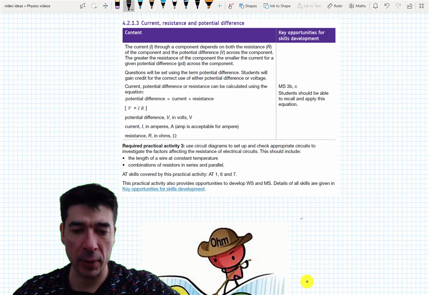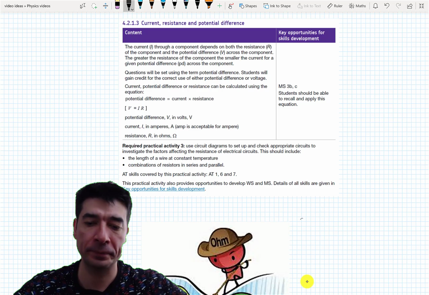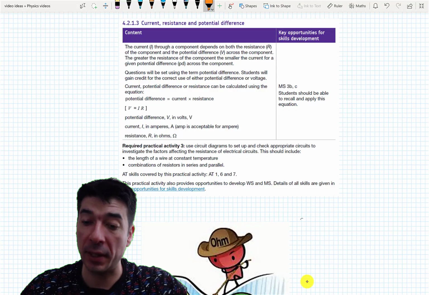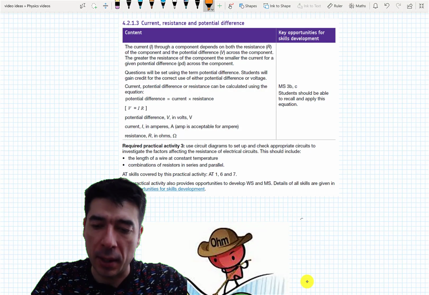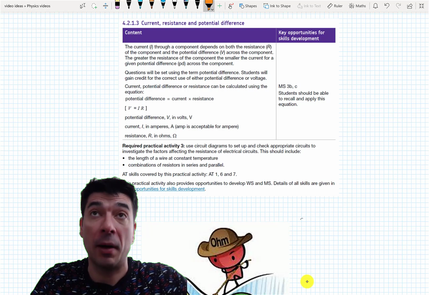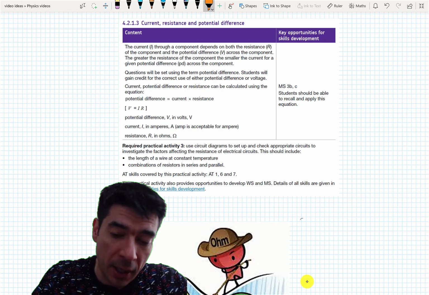Alright, so this is going to be just a quick explanation of Ohm's law. So we could read the spec if we really wanted to, and I'm going to skip that basically. I've already read the spec. I know what I'm talking about.